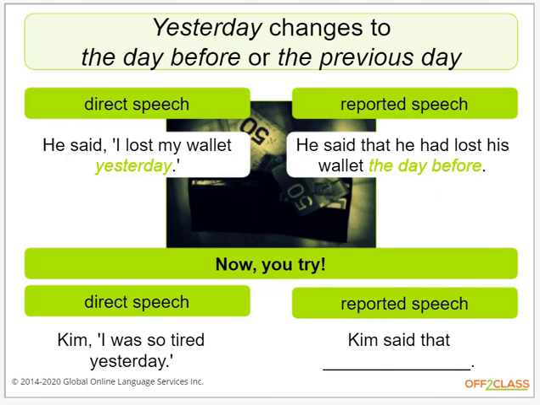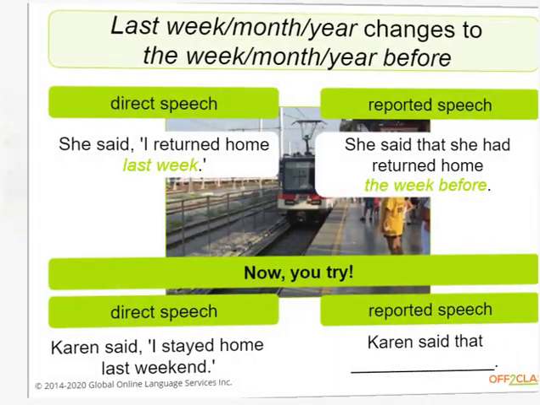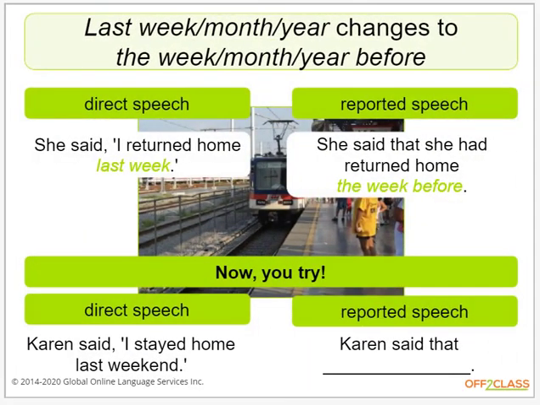Because remember that the day changes. Remember, you're going backwards. It's no longer yesterday, today. Because time has changed. Yesterday was 2 days ago, the day before yesterday. That's why it's important to keep in mind that when we're going from direct to reported, the time changes. Last week, month, year changes to the week, month, year before. So she said, I returned home last week. She said that she had returned home the week before.